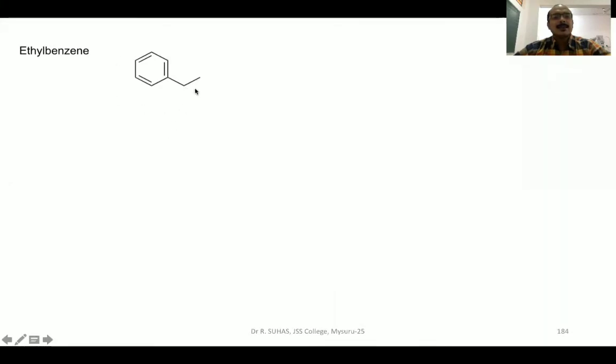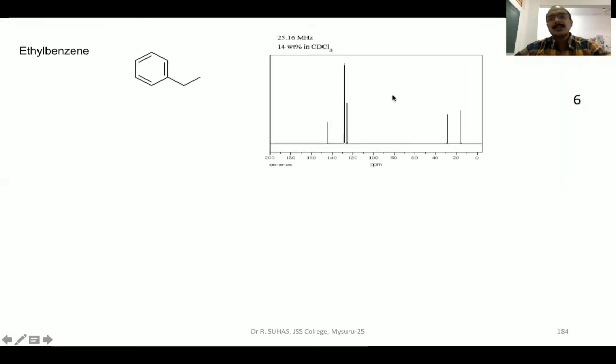And here, when we count the number of carbons, you will see that 1, 2, 3, 4, 5, 6. So you should get essentially 6 different types of carbons, and these 2 will be definitely these 2, because these are saturated systems, and hence the value will be less. That will be coming in the shielded region, whereas the rest are the aromatic carbons.